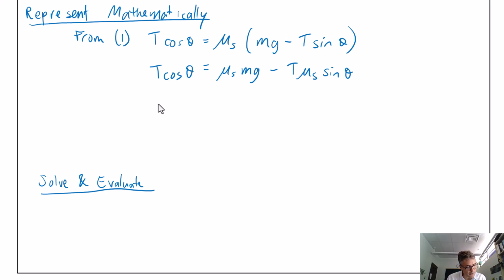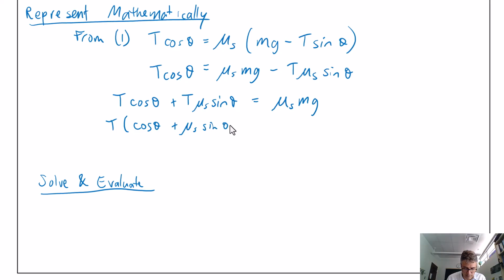Now we're going to gather all the terms that have t on one side of the equation. So I've got t cosine theta plus t times mu sub s times sine theta equals the things that don't have t on them on the right-hand side, mu sub s times mg. Now we can pull out a factor of t on the left-hand side, and I've got cosine theta plus mu sub s times sine theta equals mu sub s times mg. We finally get an equation for tension, which is what we're trying to find. It's mu sub s times m times g, all divided by cosine of theta plus mu sub s times sine of theta.